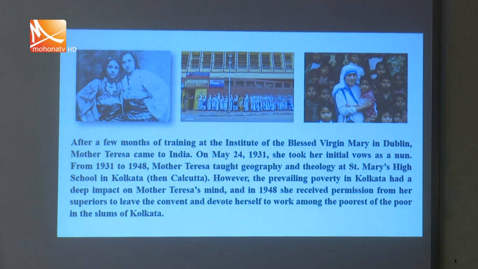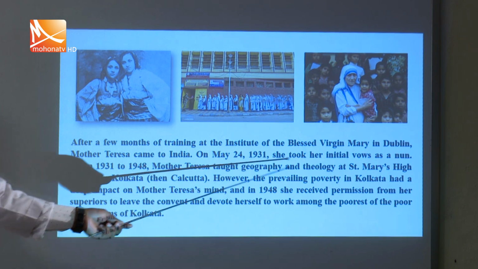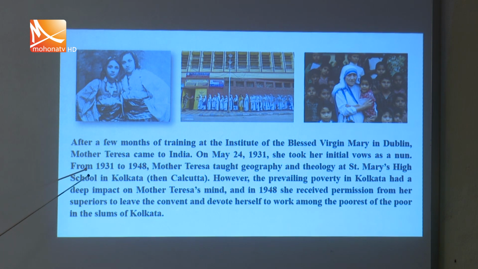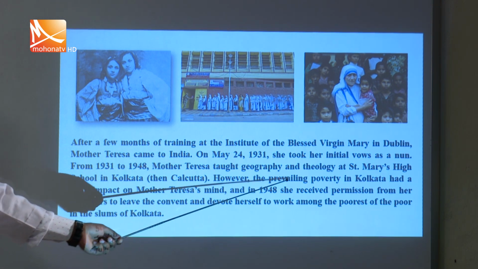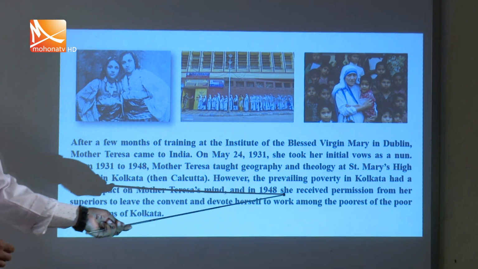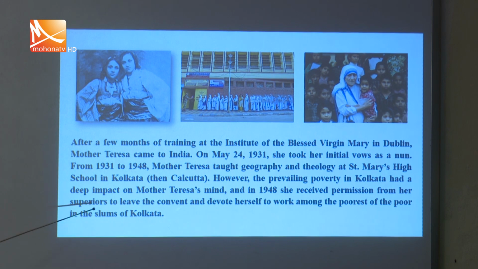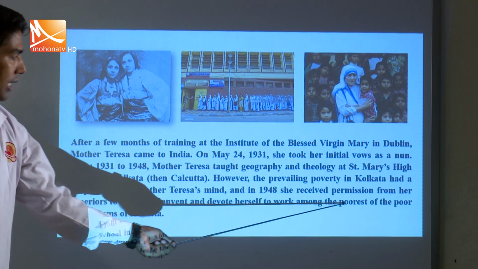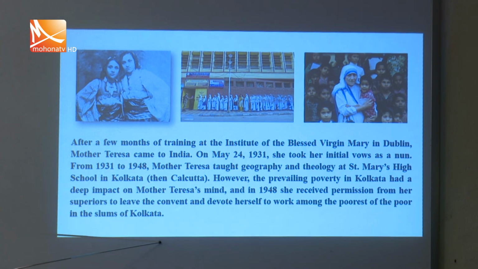However, the prevailing poverty in Kolkata had a deep impact on Mother Teresa's mind. And in 1948 she received permission from her superior to leave the convent and devote herself to work among the poorest of the poor in the slums of Kolkata.